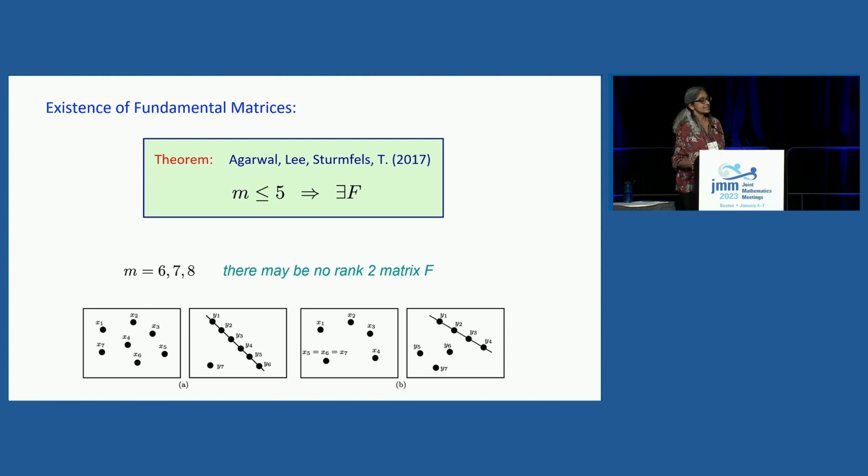But for M equals 6, 7, 8, contrary to popular belief, this algorithm can fail. OK? So there may be no rank 2 matrices. And the pictures you see at the bottom are examples of configurations for which there is no rank 2 matrix. OK, so this is the complete answer for the existence question. We don't have to worry about M bigger than 9 because the whole matrix is some K by 9. So the question only makes sense for M at most 9.